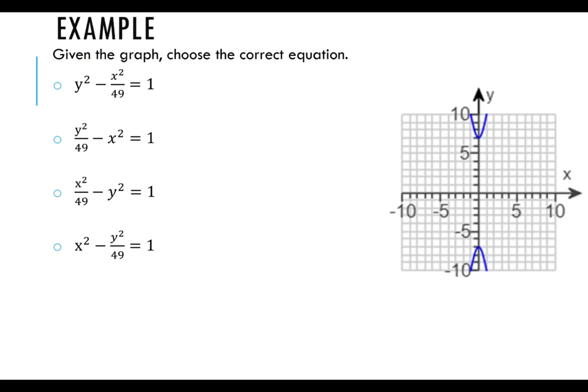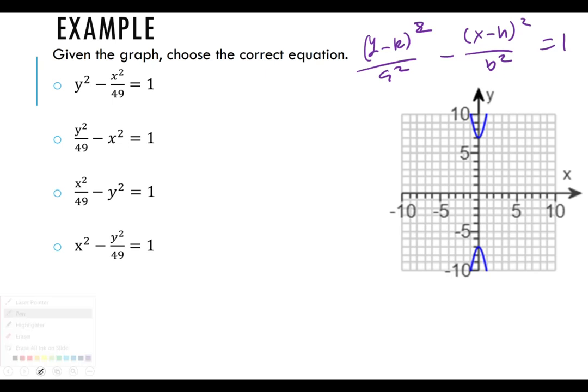Alright, so let's start. Given the graph, we want to choose the correct equation. So what do we see? We have a vertically opening hyperbola, which means that it's going to be minus the x stuff, right? And so we know that we're going to have y minus k quantity squared over a squared minus x minus h quantity squared over b squared is equal to 1. So we know that this is the format, which means we can go ahead and kick out a couple of these, right? Which ones do we know are out? Well, we know this is out. We know that this is out.